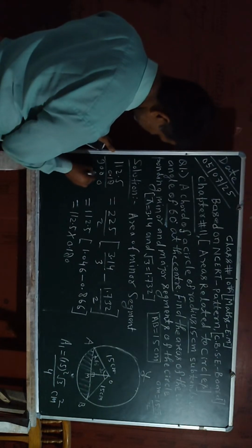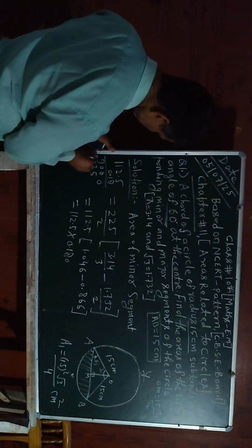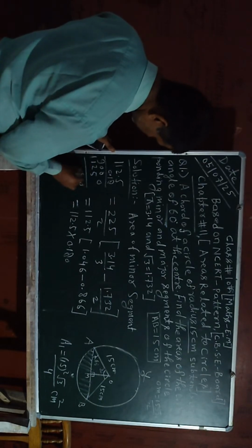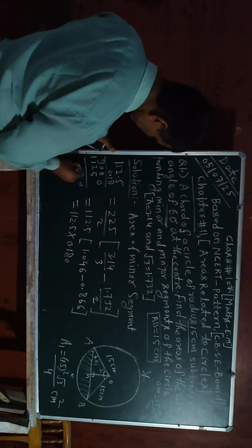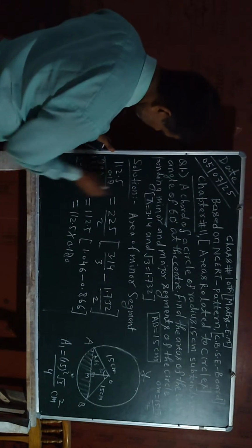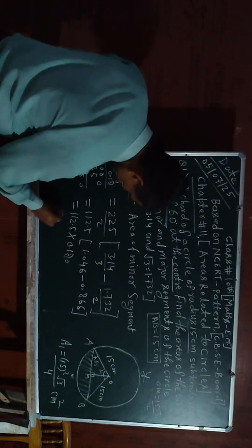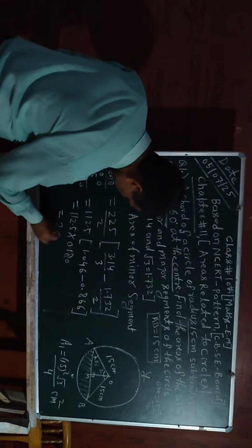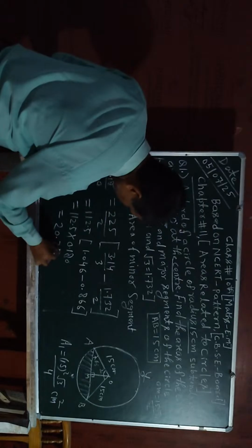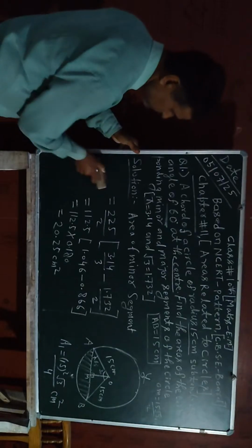Again I will multiply 5 1 5, 2 1 2, 1 1 1, 1 1 1. Again I will add. So this will be 5, this will be 2, this will be 9 plus 1 10, and this will be 1 1 plus 2. Now here 1 2 3. I will give the point 3 places here. So here I will write 20.25 centimeter square. This is the area minus segment.